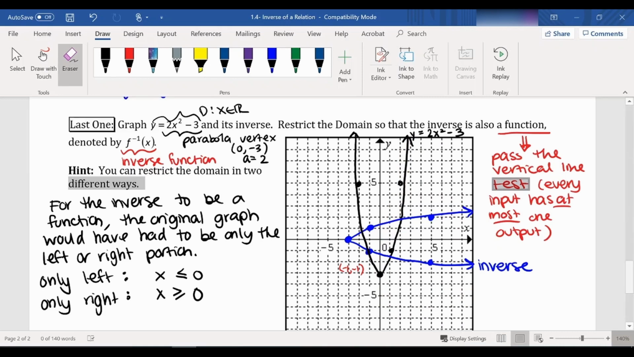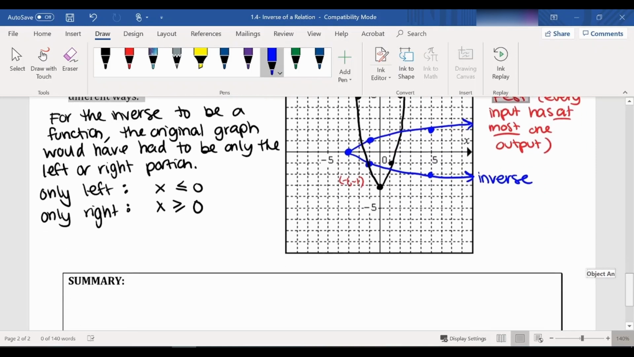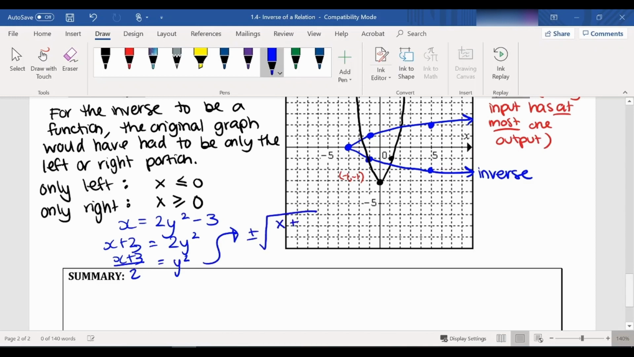Now the second part of the question has been answered. And the only thing is that I think there's going to be some of you who don't like working off the graph and would rather have an equation. So if you had wanted to find the equation of the inverse, we would have had to swap x and y and then resolve for y. So I'd get x plus 3 equals 2y squared, or x plus 3 over 2 equals y squared, or plus or minus root x plus 3 over 2 equals y.